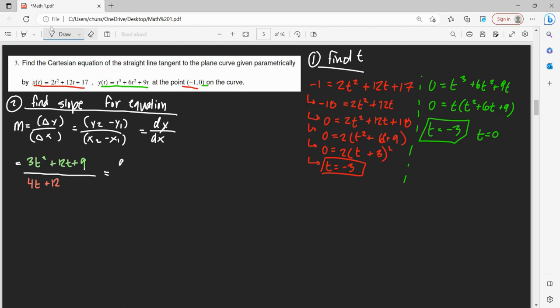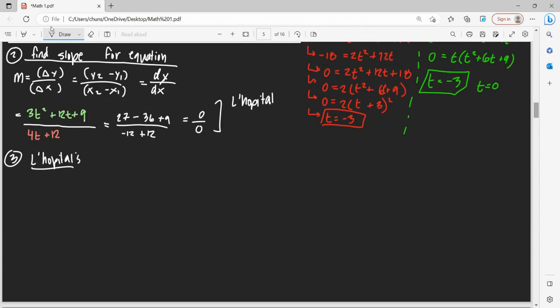So that's 9, nope, that's 27. 27 minus 36 plus 9. 27 minus 36 plus 9, and that equals 0 on top. On the bottom, we have -12 plus 12 also equals 0. So what do we do when we have something that's 0 over 0? Well, not to fret, because we can use L'Hopital's rule. So I'm just going to put that as a third step. We can use L'Hopital's rule.